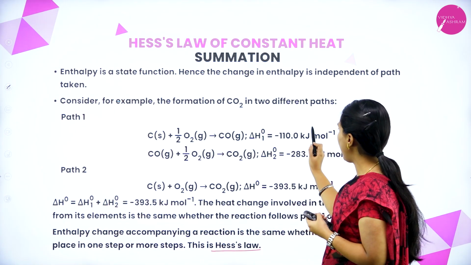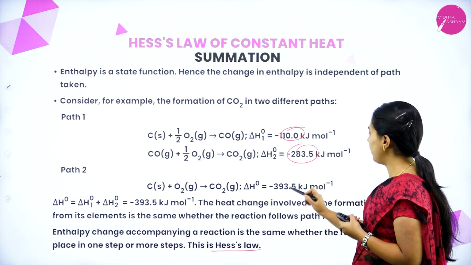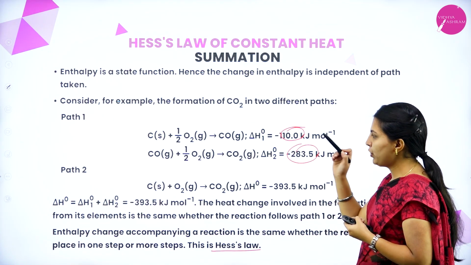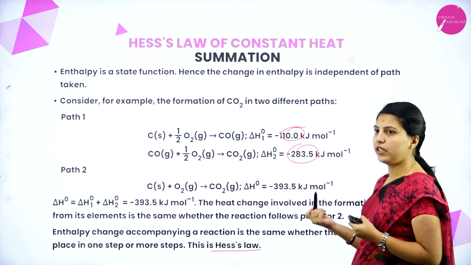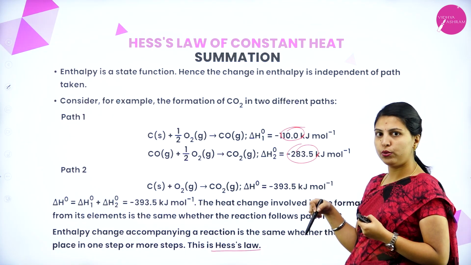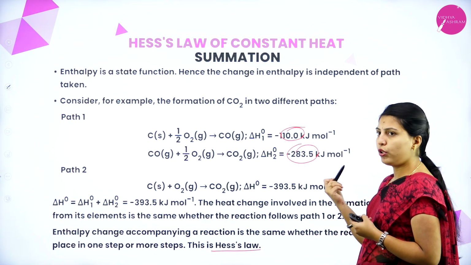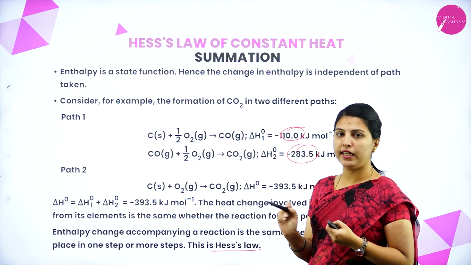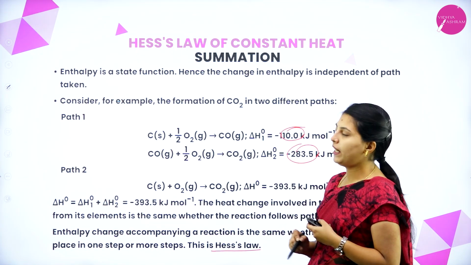In path 1, if you add this one and this one, it will come around minus 393.5. If you choose path 2 also, it is already minus 393.5. It means energy will be the same in path 1 and path 2. So, it does not depend on path. It depends on the initial state and final state. That's it. That's stated by Hess law.